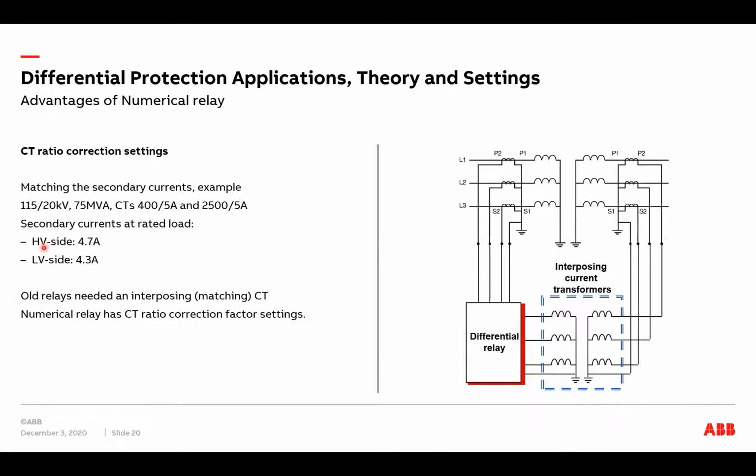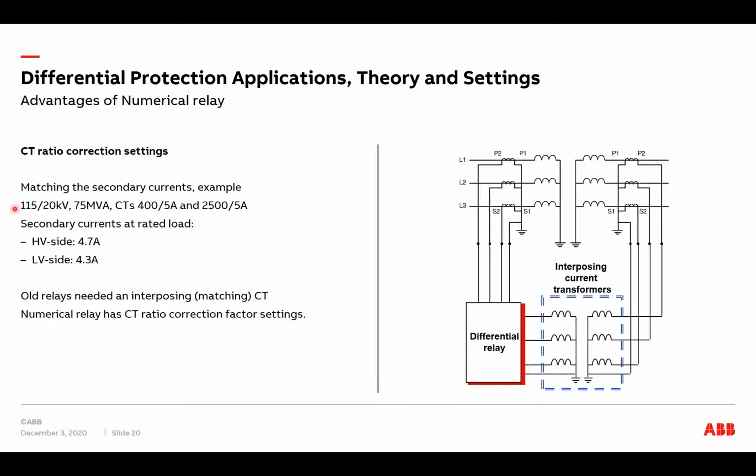Let's then have a look at what kind of advantages we have in numerical relays. Looking at this setup here, you can see that we have our power transformer and the main CTs on both sides, but we also have an interposing CT on one side. And what is the reason for this? Well, let's have a look here.